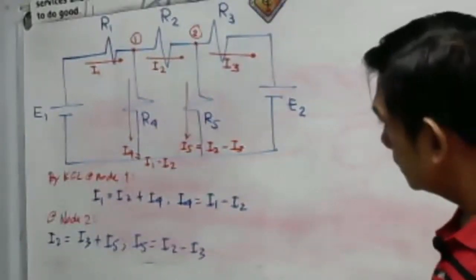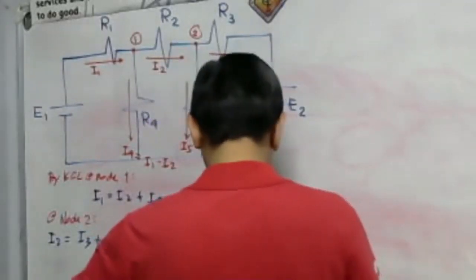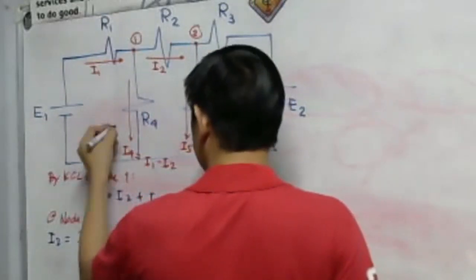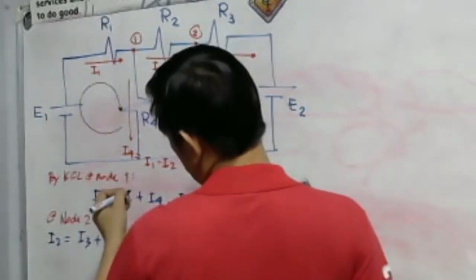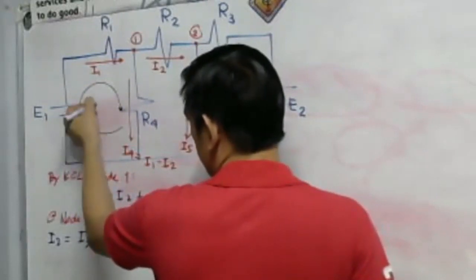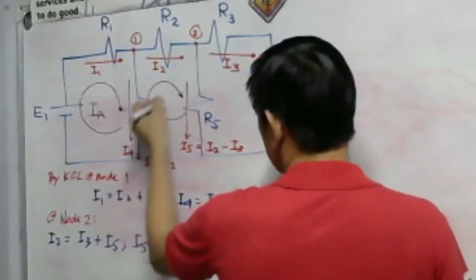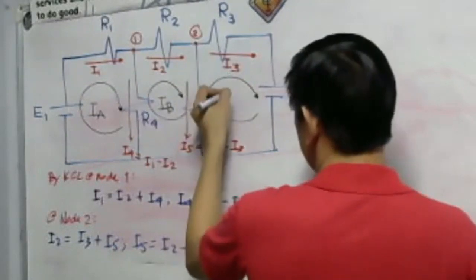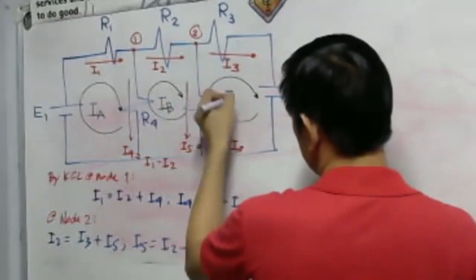What about Kirchhoff's voltage law? We will introduce here a circulating current. I will introduce I sub A as a circulating current for loop 1. Then for loop 2, we have our I sub B. Then for loop 3, we have our I sub C.